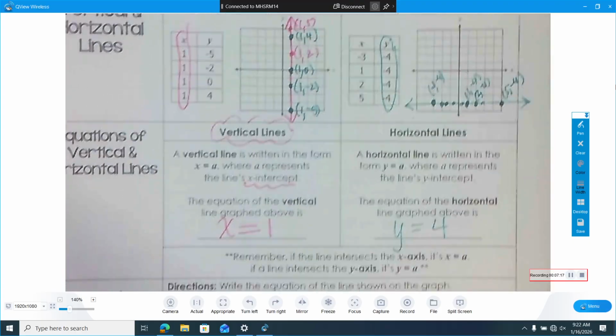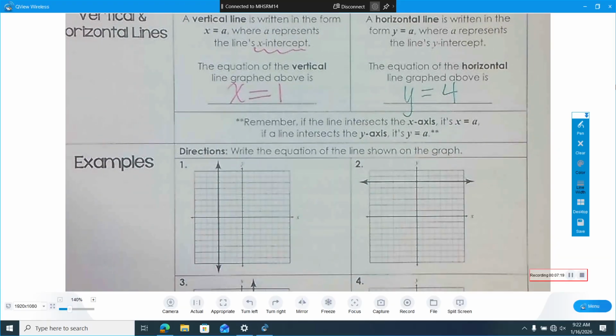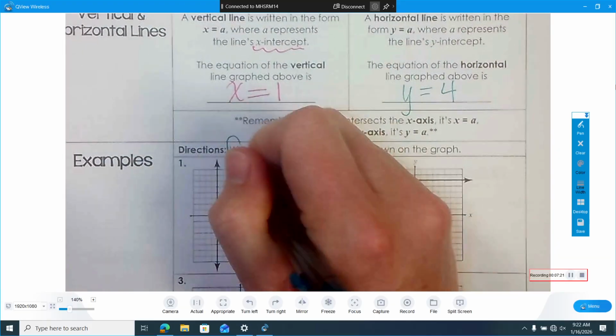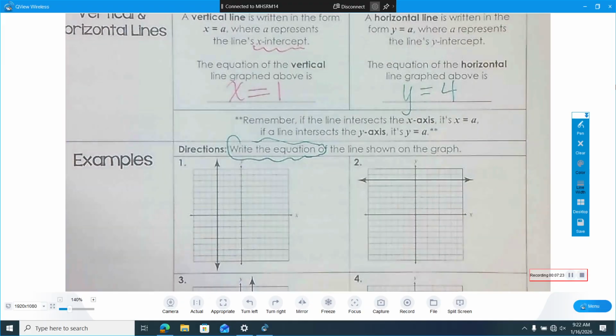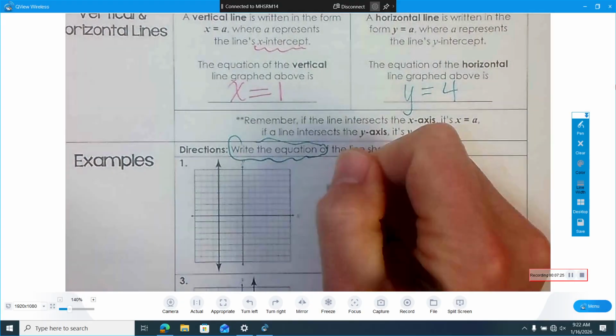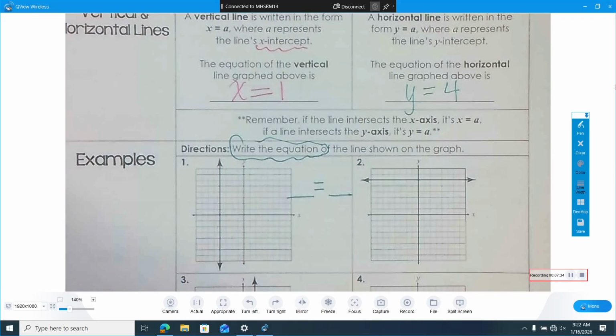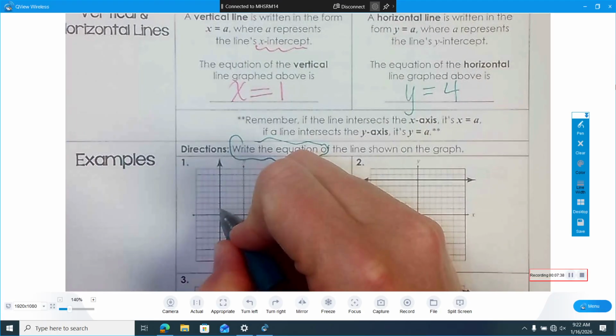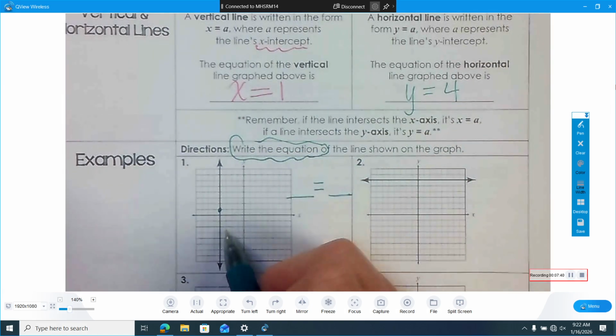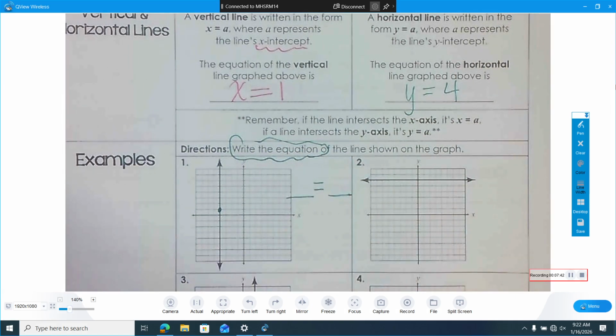All right, let's try a couple here. Write the equation of the line. Write the equation of the line. Anytime you have an equation, you have to have an equal sign and a left and a right side. They have to balance to be an equation. Now, again, I don't want you to memorize stuff. I want you to think it through. So I'm going to go ahead and just label some points here on my line. What is this point here on this line?